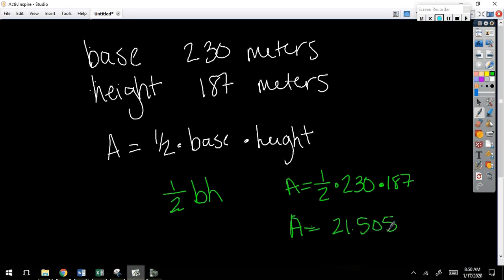Meters, we're going to say meters squared since this is area.